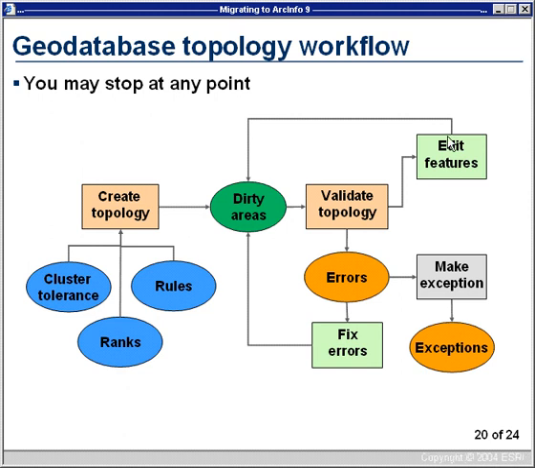This next slide, even though it looks fairly complicated and complex, will give you an indication of the topology workflow. We create a topology in our catalog. We set a cluster tolerance, a ranking, and a series of rules. Everything is assumed to be dirty at this point, and we can choose to validate the topology and go ahead and edit the features. Or we can choose to validate the topology and view the errors via the Error Inspector. The Error Inspector will allow us to fix these errors, which in turn will result in dirty areas. Or the Error Inspector may let us set exceptions to these rules.